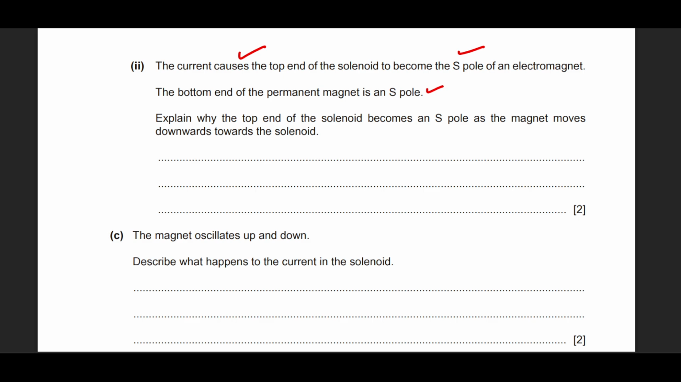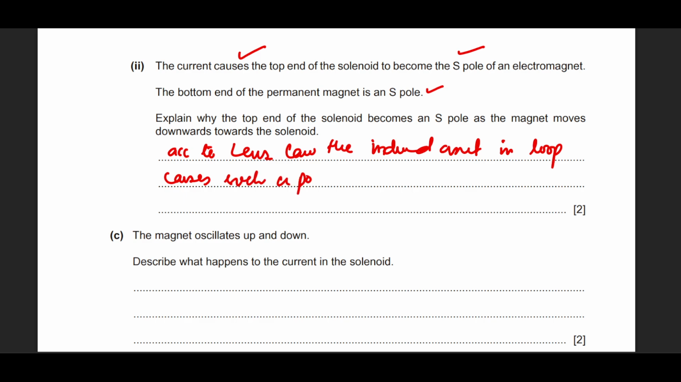So one way or the other, we have to mention Lenz's law in this question. So what we can write down is that according to Lenz's law, the induced current, be careful, the induced current in the loop causes such a pole on the coil that it opposes its change, producing it, or opposes its maker.